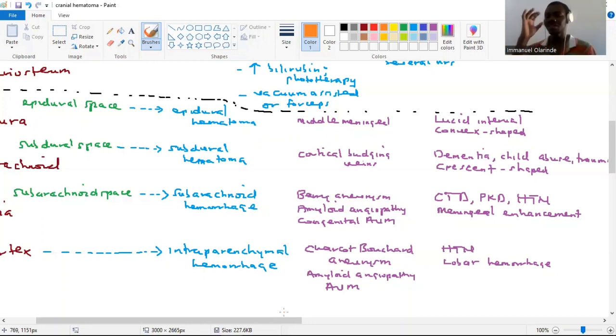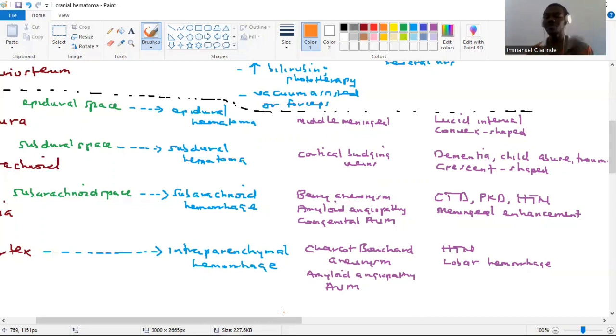The patient might have a fixed dilated pupil, on one side, a unilateral fixed dilated pupil. They may also have an upper motor neuron deficit on the opposite side of the body, things like that. So that is impending herniation due to the hematoma.